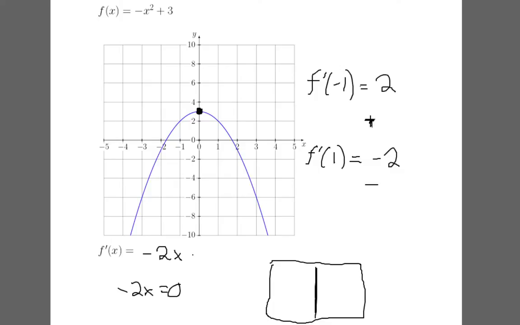All right. So for 0, anything less than 0 is going to be positive. Anything greater than 0 is going to be negative. So that's generally the representation you want to do to get an idea, especially if you don't have the graph in front of you, of whether or not it's a minimum or a maximum.